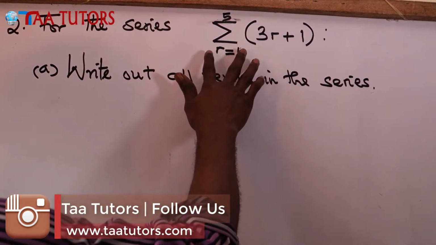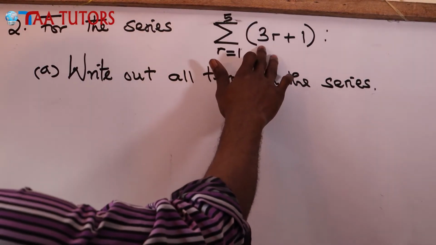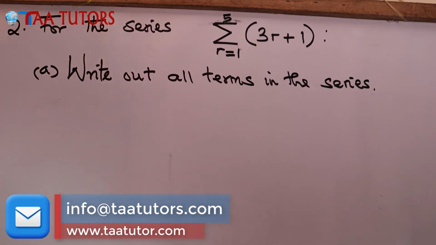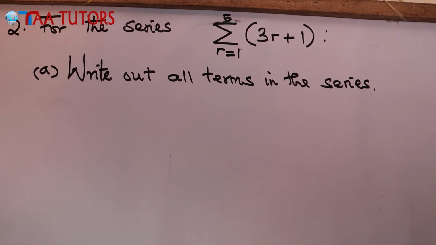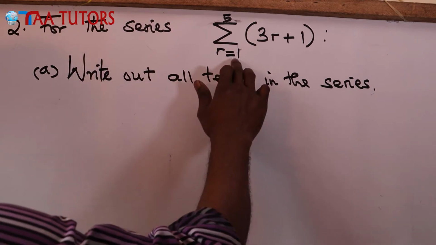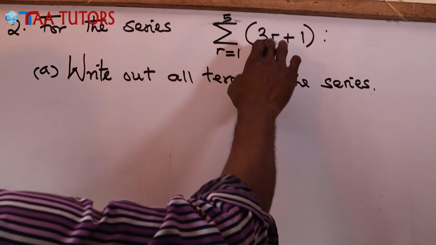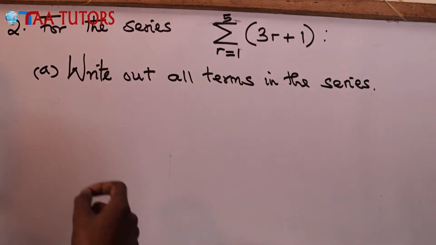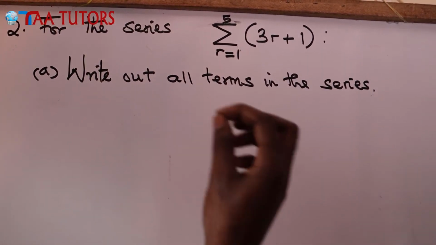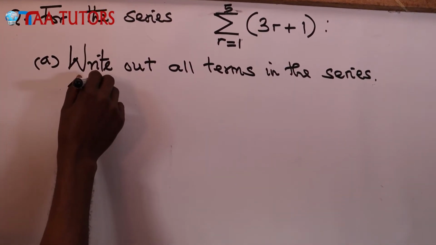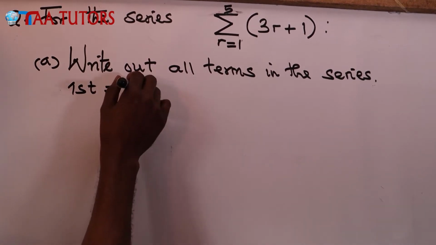So example 2 that we are looking at now reads: for the series, the summation of the terms from the first term to the fifth term, where 3r plus 1 represents each term of this series. Now we need to write out all the terms in this series, and for us to do that, we just have to substitute r equals 1, 2, 3, 4 up to 5 in this function. Each time we substitute r equals 1, we get the first term, r equals 2 we get the second term, and so on.